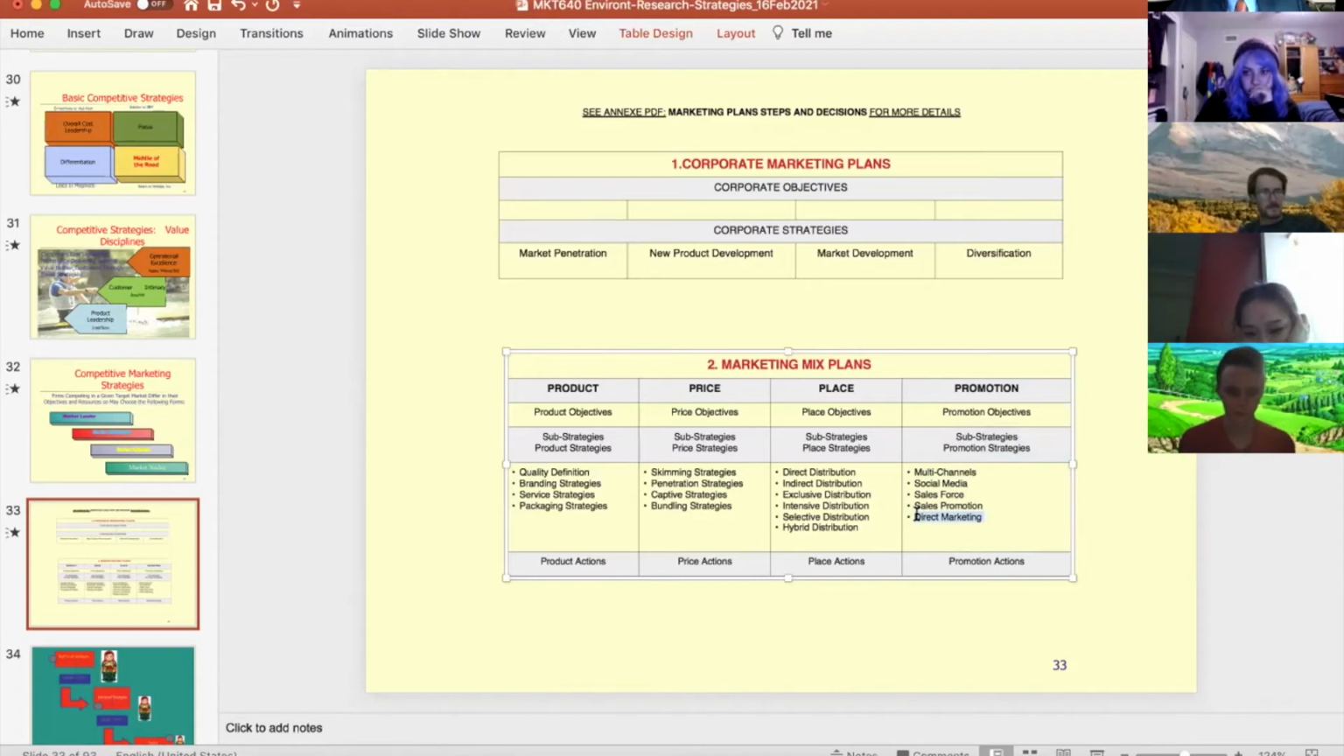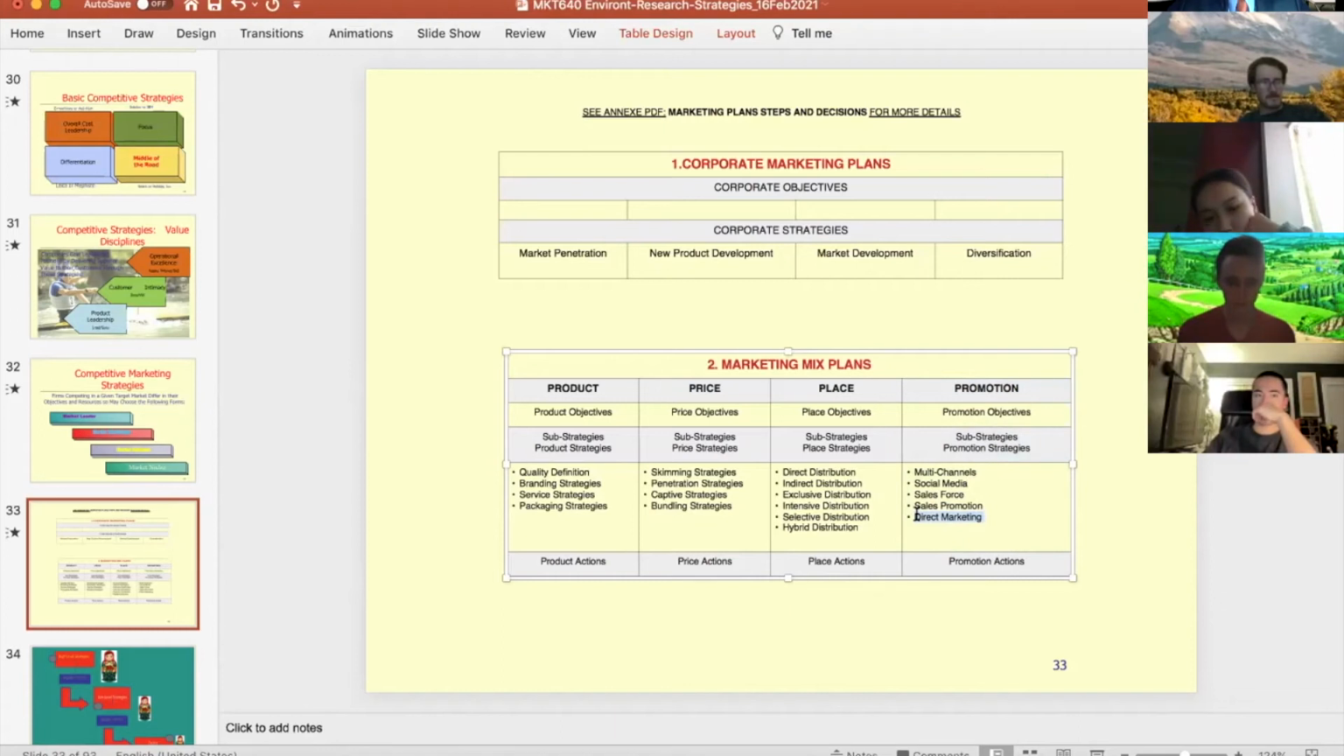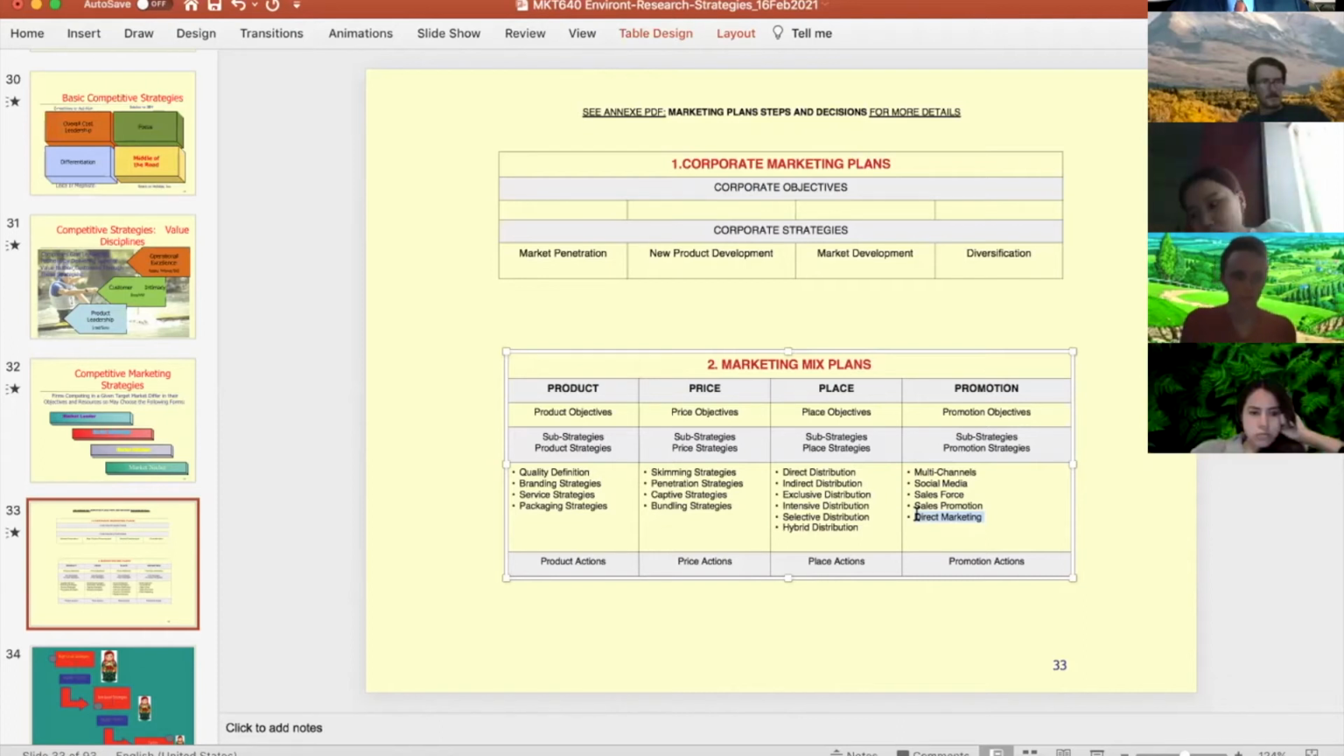So here it's going to say our strategy is market penetration. We want to sell the same video music to the same people. We just want to increase the number that we sell. To do this, we're going to use the sub-strategy of direct marketing. In direct marketing, we're going to have some email marketing and some text marketing.